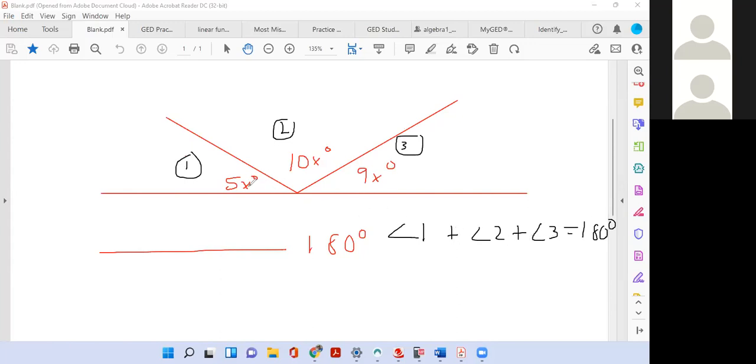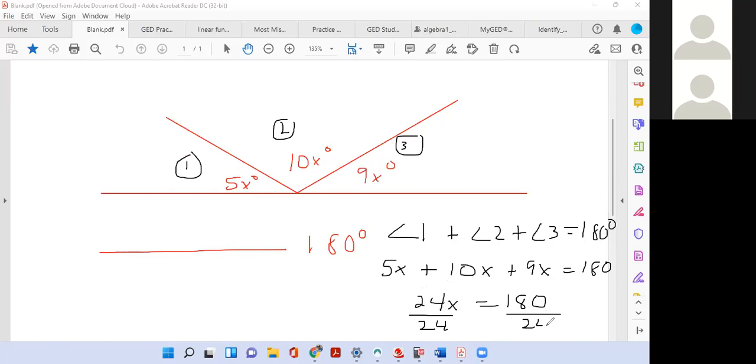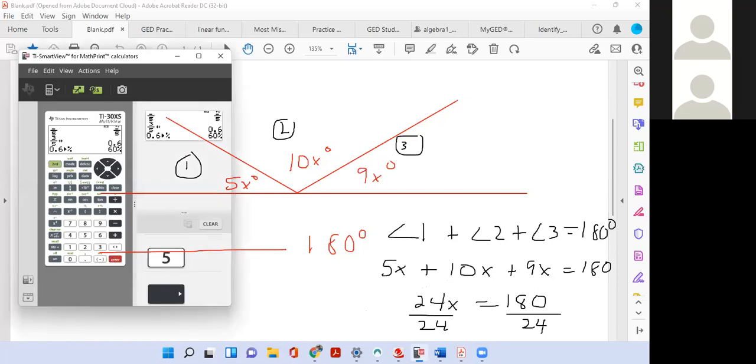Now we substitute our terms in. So instead of angle 1, we're going to put 5x plus 10x plus 9x equals 180. We're then going to combine like terms. So 5 plus 10 is 15, plus 9 is 24. So we've got 24x equals 180 degrees. Now this becomes a one-step algebraic equation where we divide both sides by 24. And so we won't make any mistakes.